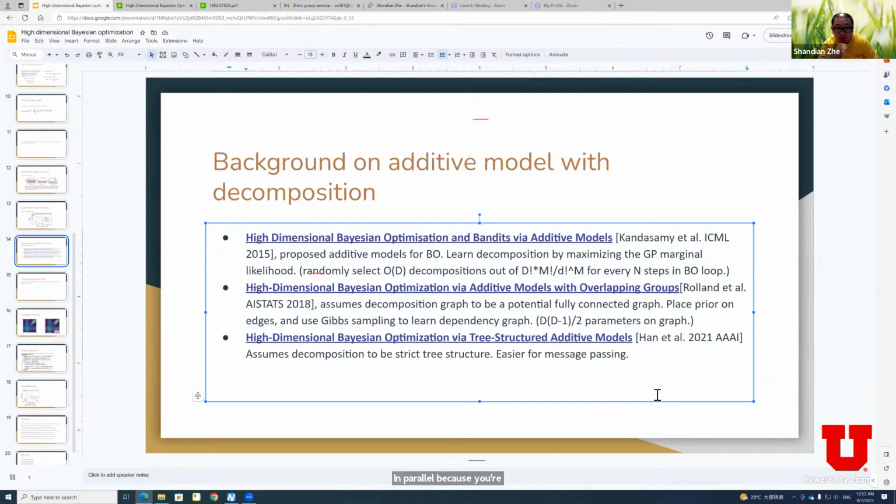because you're going to start from the fully connected graph.